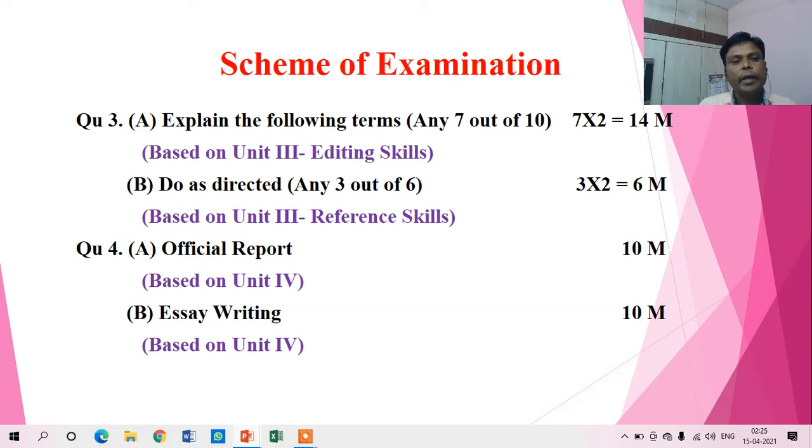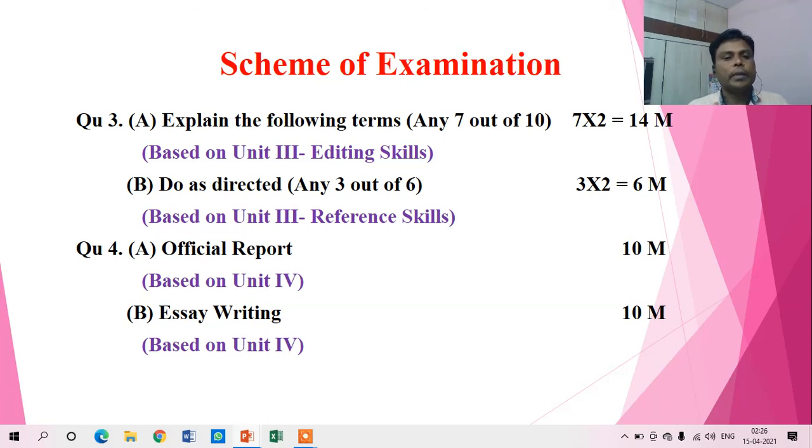In the same way, there will be 6 questions, and you have to answer any 3 questions out of 6 based on the second part of unit number 3, that is reference skill. The same way, there will be 2 marks on each question, so 3 into 2 is equal to 6 marks. So altogether on unit number 3, 14 plus 6 is equal to 20 marks, based on editing skill and reference skills.